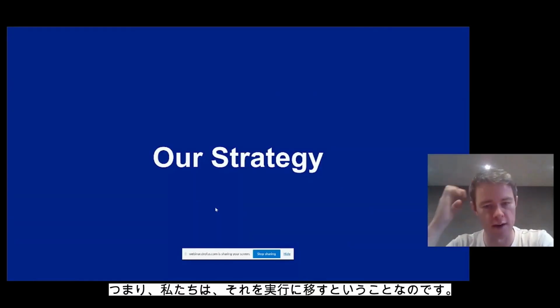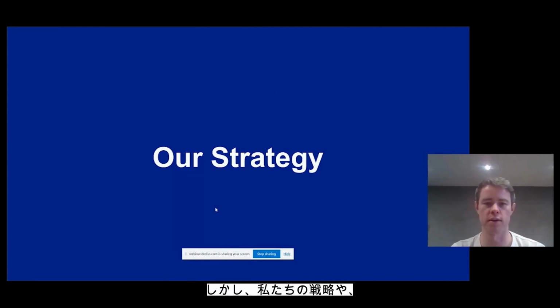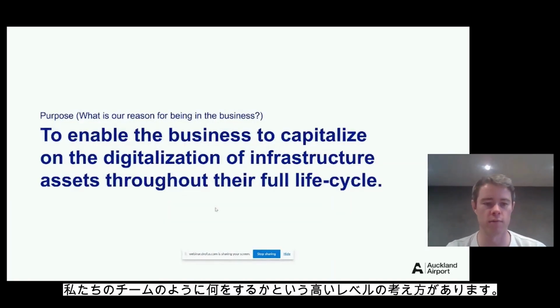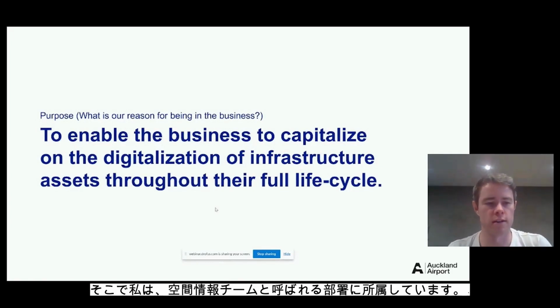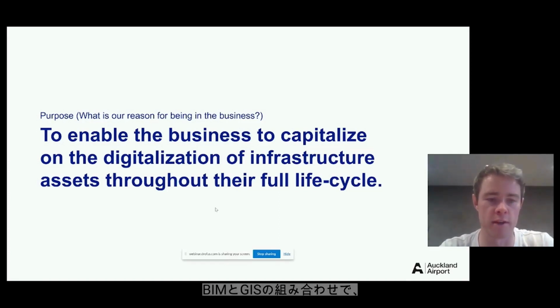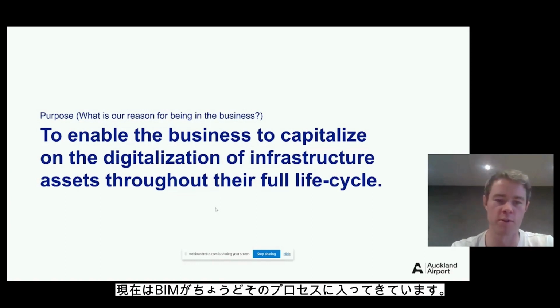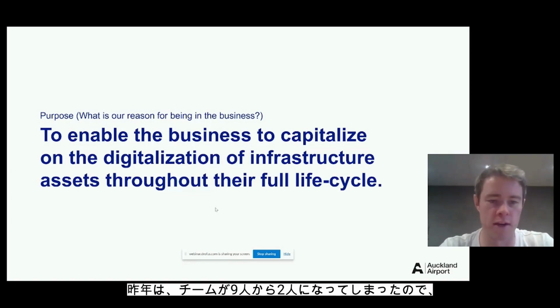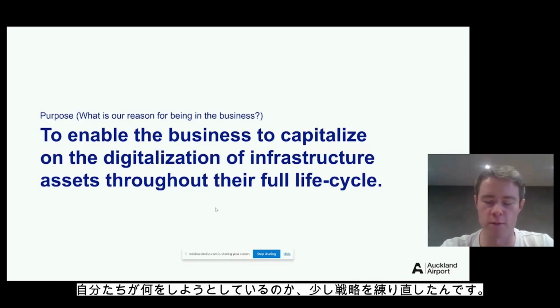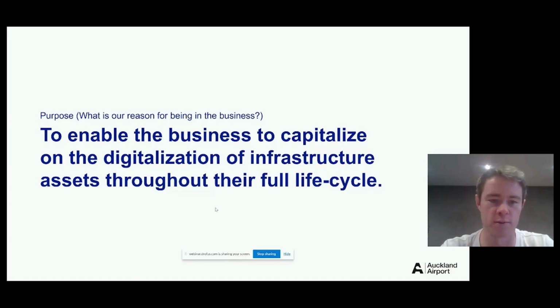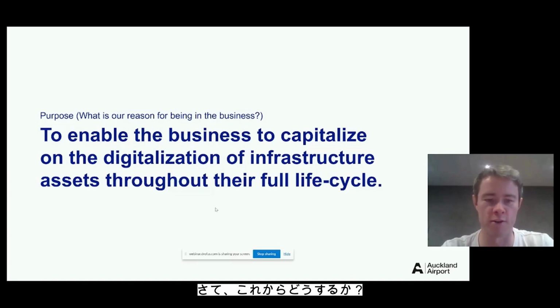So that's sort of the doing of it, but our strategy and the high level thought of what we do is like our team. So I sit within what's called the spatial information team. We're a combination of BIM and GIS, and primarily we've been GIS for the past 10 years, and now BIM's just coming into the process. So last year we did a bit of a strategy reset to figure out, okay, what are we trying to do? Because our team went from 9 people down to 2. So we had to really think, okay, how are we going to do this going forward?